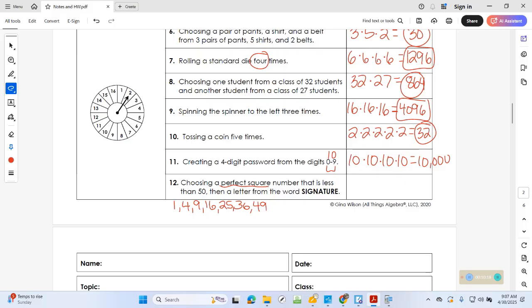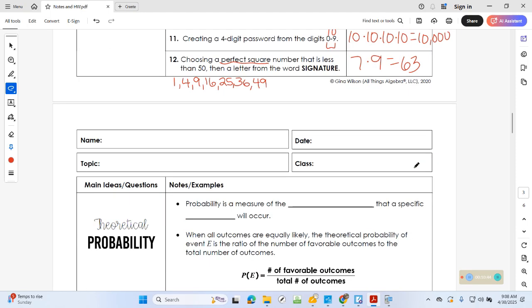Okay, so count. How many perfect squares do you have less than 50? 7 of them. And you're picking a letter from the word signature. How many total letters are in the word signature? 9. Got it. Okay, so this is what we're going to use to help us in the next page of notes, which is what we really care about, is calculating probabilities. All right, so let's do that.